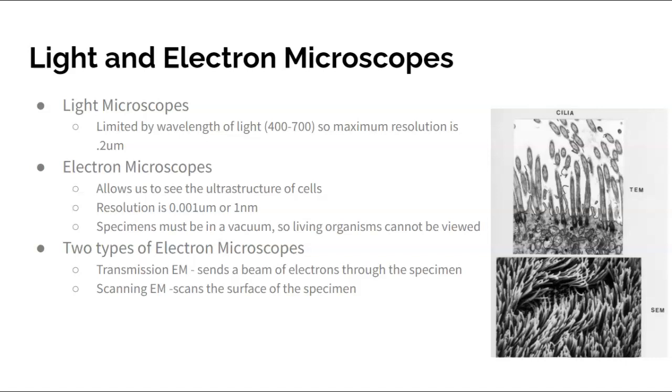The downside to an electron microscope, though, is that the specimens must be in a vacuum, so you cannot view a living organism under an electron microscope. You can view a living organism under a light microscope, though. And then there are two types of electron microscopes, a subsection of electron microscopes: transmission and scanning. Transmission sends a beam of electrons through the specimen, and scanning scans the surface of the specimen and shows you whatever is on the surface. So transmission is for the insides, and scanning is for the outsides.